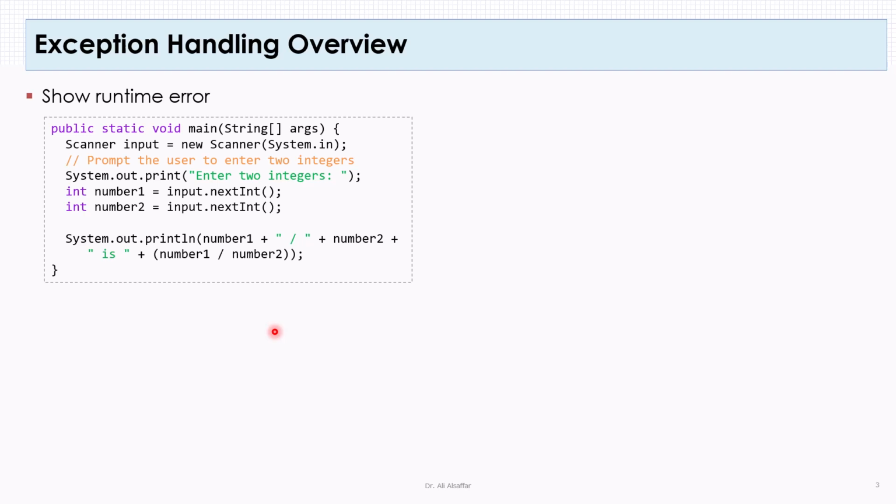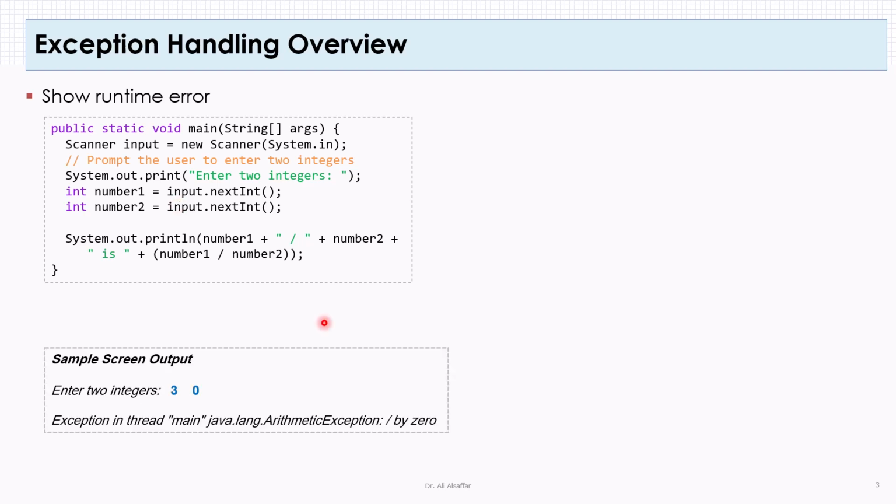To demonstrate exception handling, including how an exception object is created and thrown, let's begin with an example that reads in two integers and displays their quotient. First, we read the two integers, number 1 and number 2. Then we divide number 1 over number 2 as their quotient, and we display it on the screen. Now consider the following sample input-output.